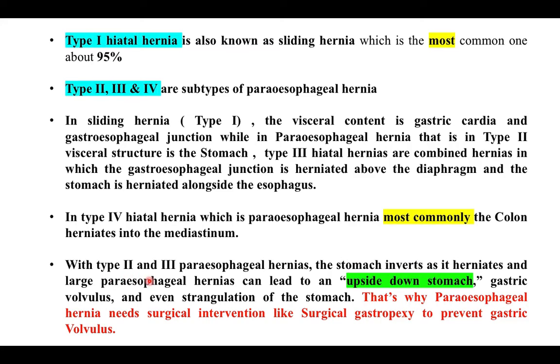Now with type 2 and type 3 periesophageal hernias, the stomach inverts as it herniates. Of course, in 2 and 3, the stomach is also protruding. So when the stomach is protruding, what happens? The stomach inverts as it herniates, and large periesophageal hernias can lead to an upside down stomach. And that can also lead to gastric volvulus and even strangulation of the stomach. So that's why periesophageal hernias need surgical intervention, because of the risk of the complication of volvulus and strangulation. So periesophageal hernia needs surgical intervention like surgical gastropexy to prevent gastric volvulus. Very important point to remember.